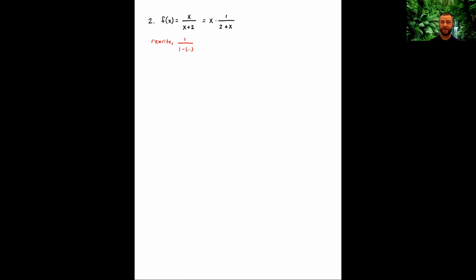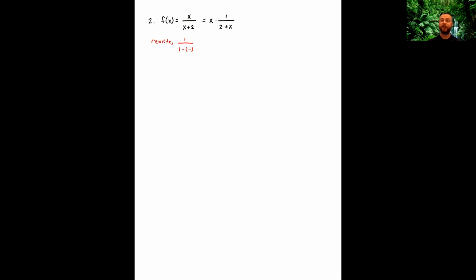That will use our geometric series representation. It comes out to be a power series involving powers of x. That x factor that we have out front will then multiply into the power series. Multiplying powers of x is very simple. We can add their exponents. That's basically why power series are very nice to work with.